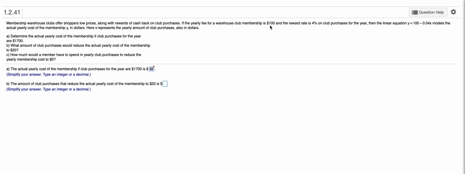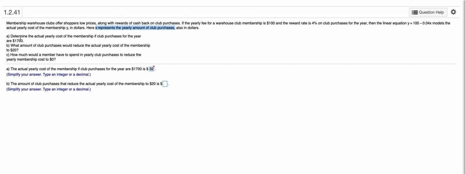they're charging a $100 fee, but they're giving you money back for 4% of what you spend. So when you're looking at cost benefit, you may earn more rewards than that membership fee. And in that case, you're walking away with more money in your pocket at the end of the year than the membership fee. So that's what we're looking at here. And it tells us very clearly the actual yearly cost of the membership is Y, and X is the yearly amount of purchases. So X is basically what I'm spending in the club. Y would be the actual cost of the membership when I'm considering I get that 4% cash back.